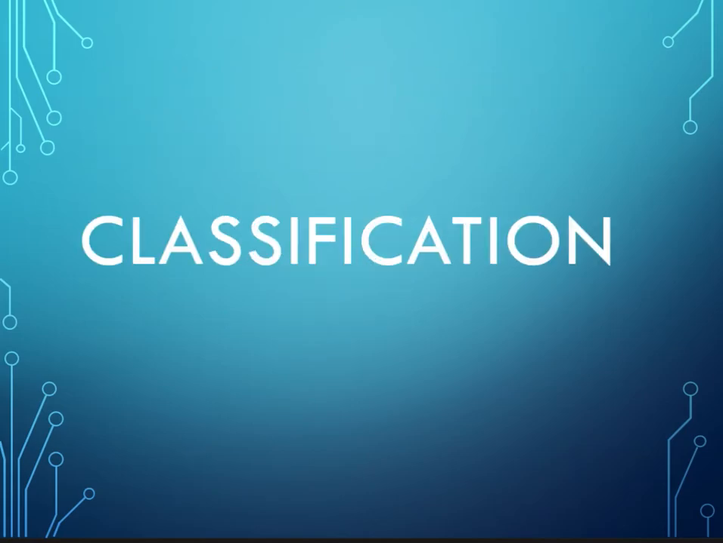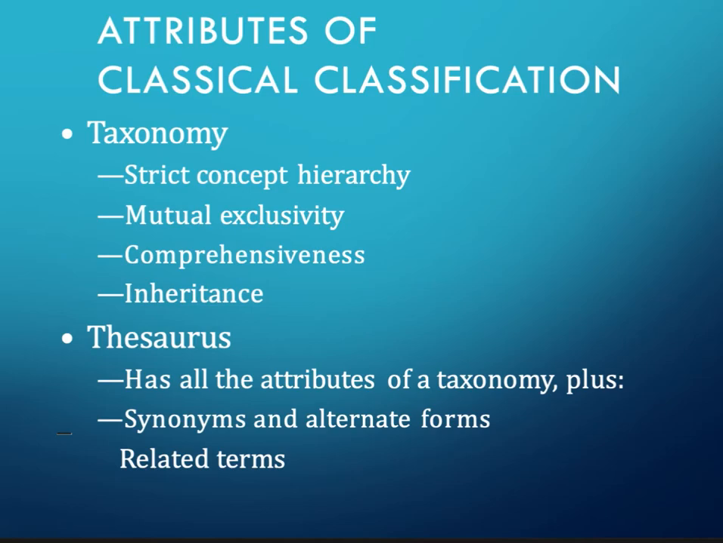So some of the attributes for classification: we have taxonomy and thesaurus. Taxonomy is a strict concept hierarchy. It is exclusive, comprehensive, and has inheritance. Thesaurus has the attributes of taxonomy, plus synonyms, their similarity.